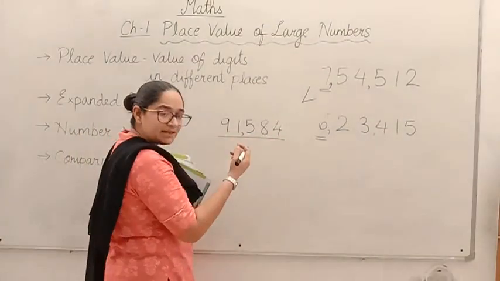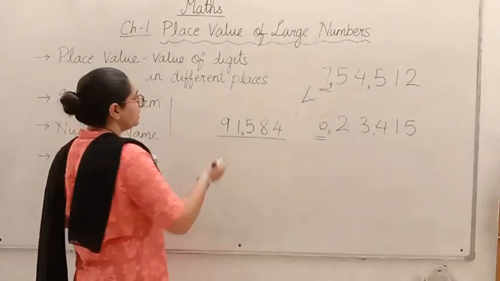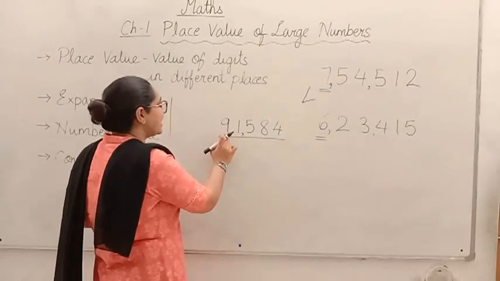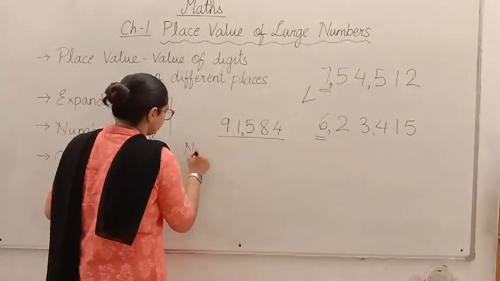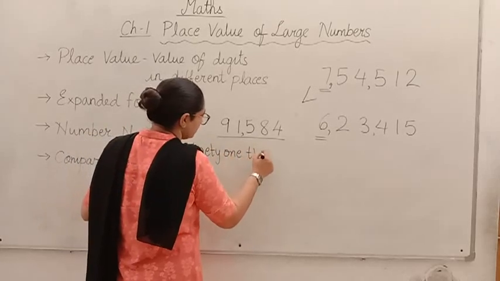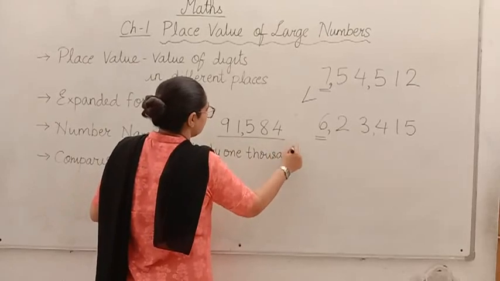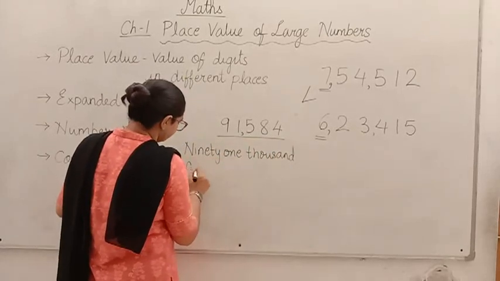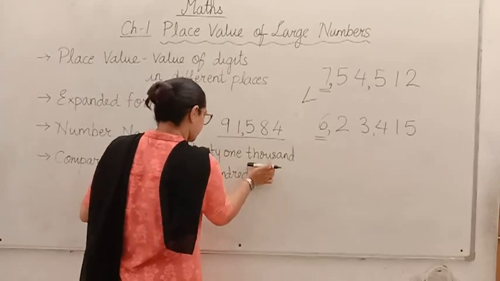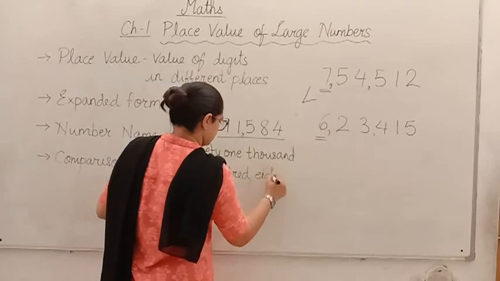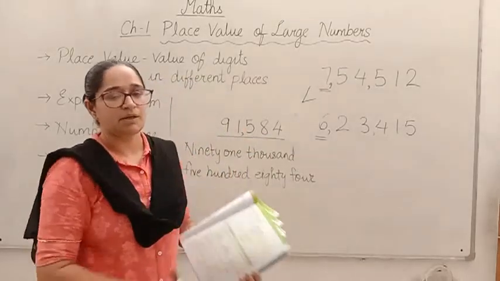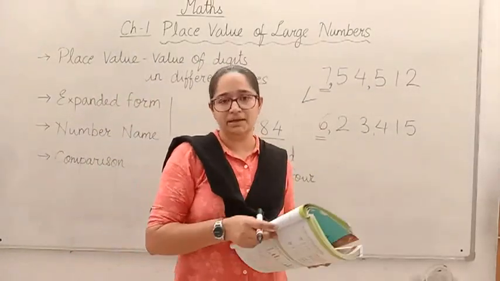How do you read it? How do you write the number name for it? Number name would be, since this is the 1000 group, so it will be 91,000. This is 91,000. After that, 500 and 84. So this is the number name and this is the number. So now you know how to read an abacus.